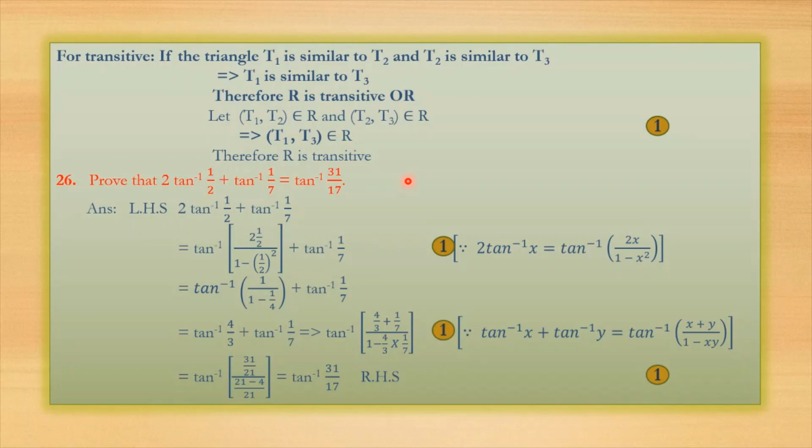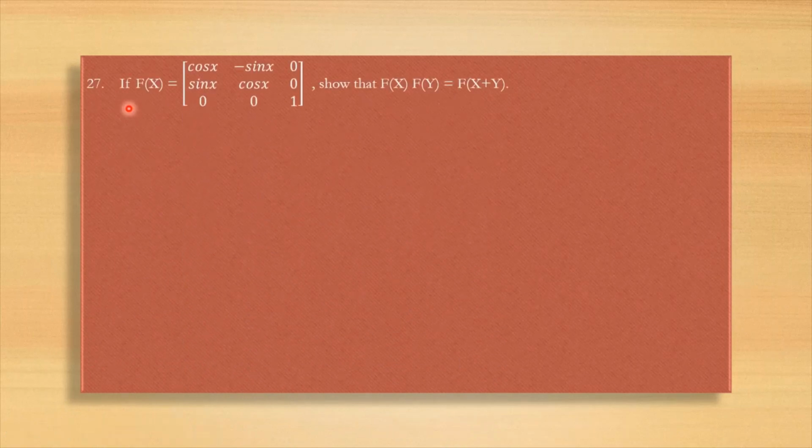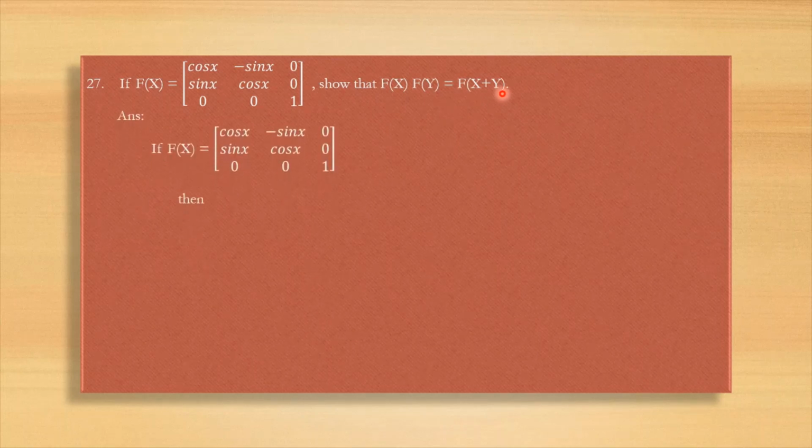So question number 27 is, if f of x is equal to the matrix [cos x, minus sin x, 0; sin x, cos x, 0; 0, 0, 1], then show that f of x into f of y is equal to f of x plus y. Here the given function is f of x, so we need f of y as well as f of x plus y.